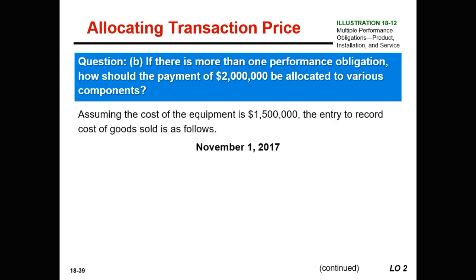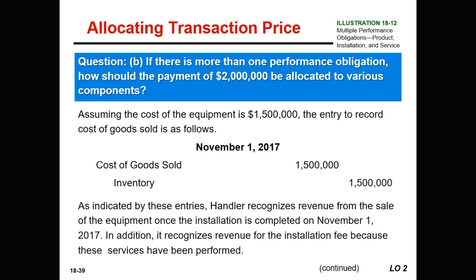Assuming that the equipment has a cost of $1,500,000, we would recognize cost of goods sold of $1,500,000 and a reduction to our inventory of $1,500,000. We recognize the revenue from the sale of the equipment once the installation is complete, because at that point, that is when Handler cedes over control. We would also recognize the revenue from the installation fee, because that is when that performance obligation also has been fulfilled.